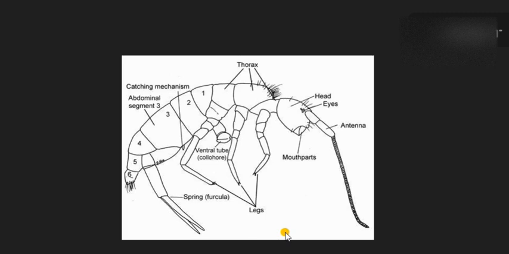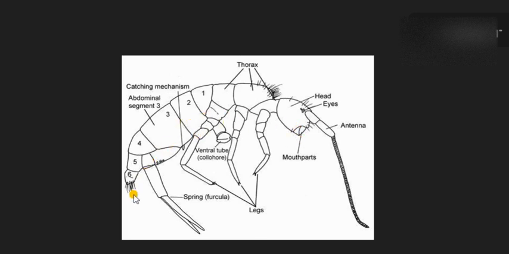If we further classify the Insecta, there are two groups: one is Entognathus and the other is Ectognathus. This Collembola is a part of Entognathus, that is, their mouth parts are not visible. They are embedded inside. So this is an example of a Collembola.